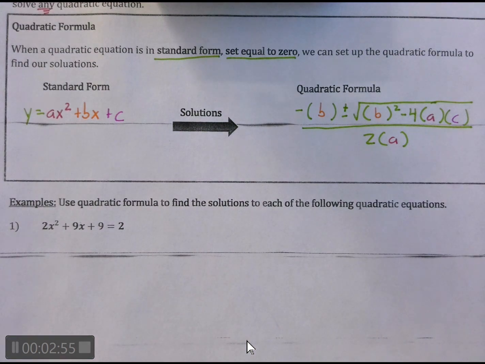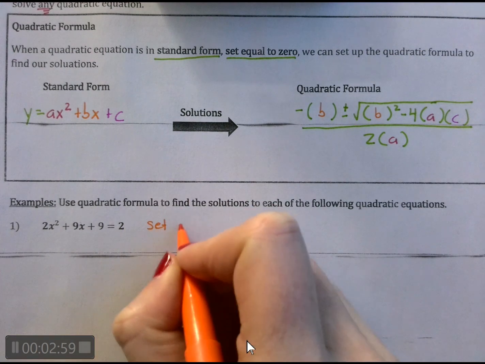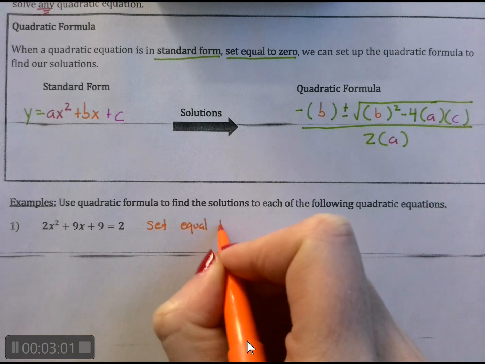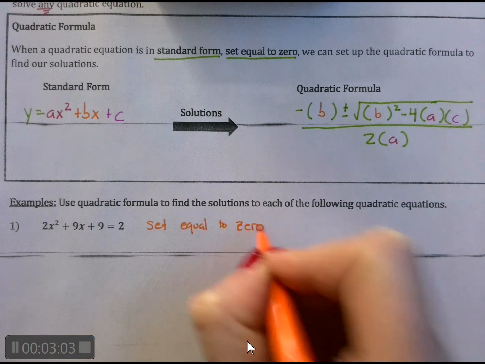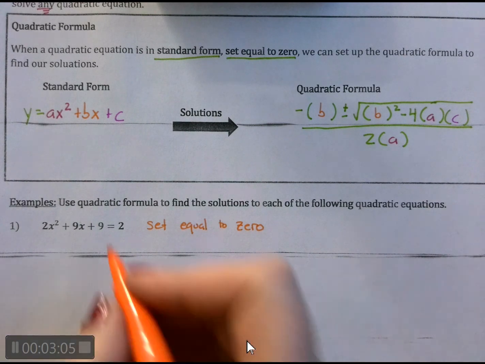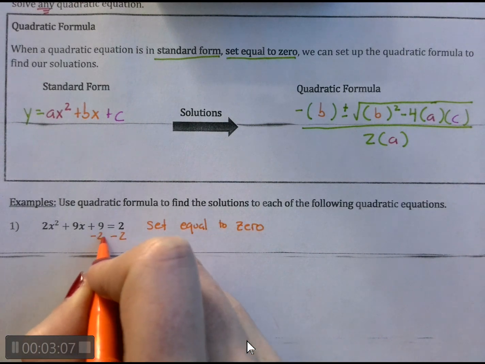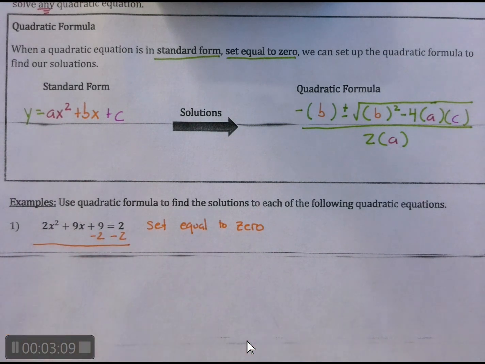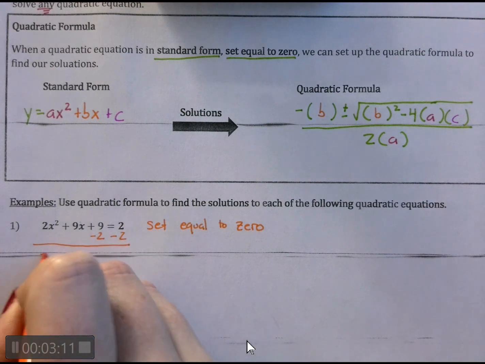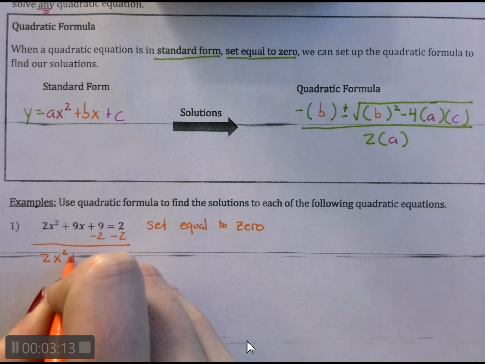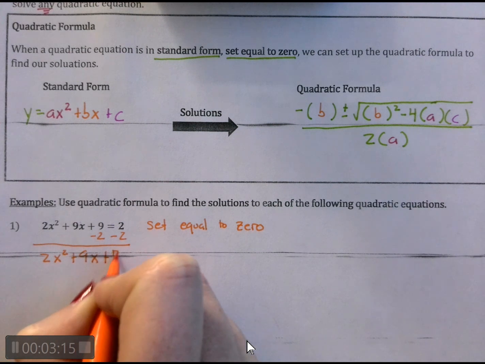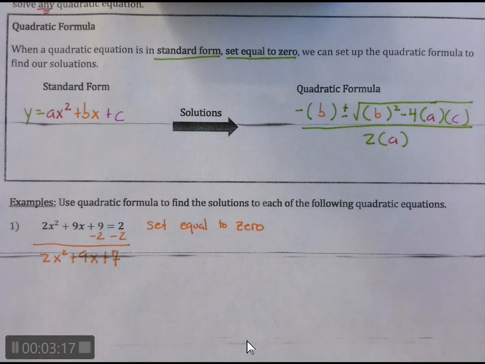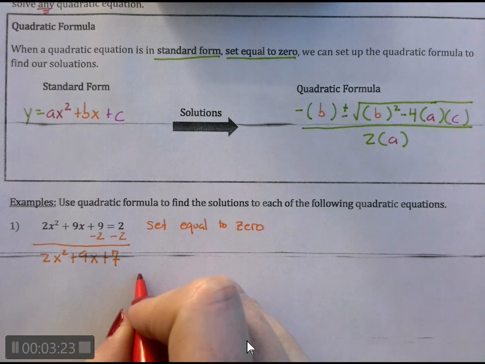So the very first thing that we have to do is make sure that we are set equal to 0. Okay? So we need to subtract this 2 from both sides. Because remember, what you do to one side, you have to do to the other. So you get 2x squared plus 9x plus 7. Sorry, that is kind of hard to see. Alright, and then what I want you to do next is list your a, b, and c.